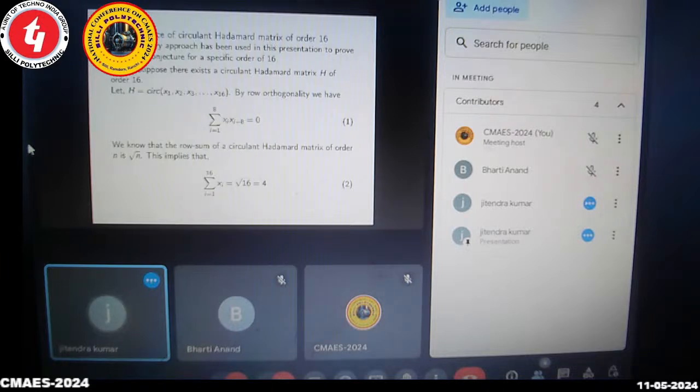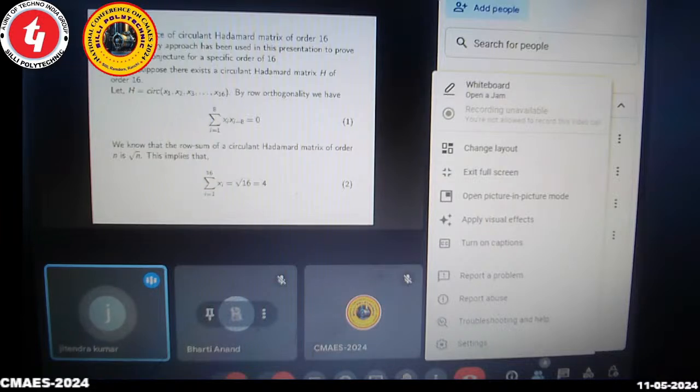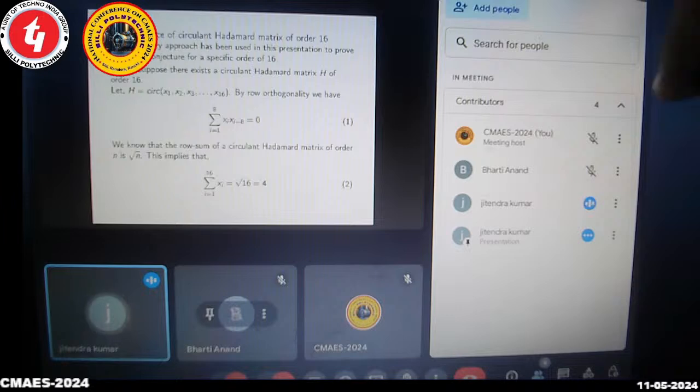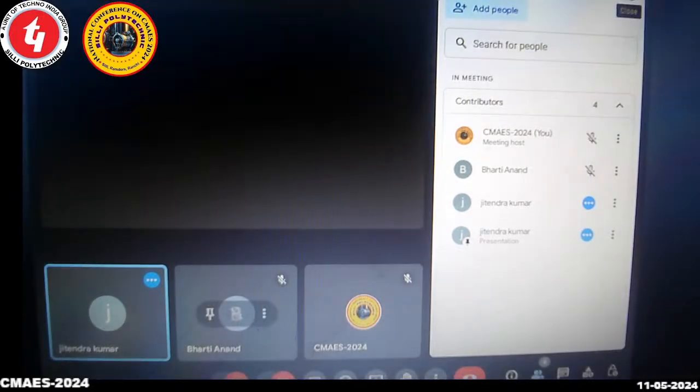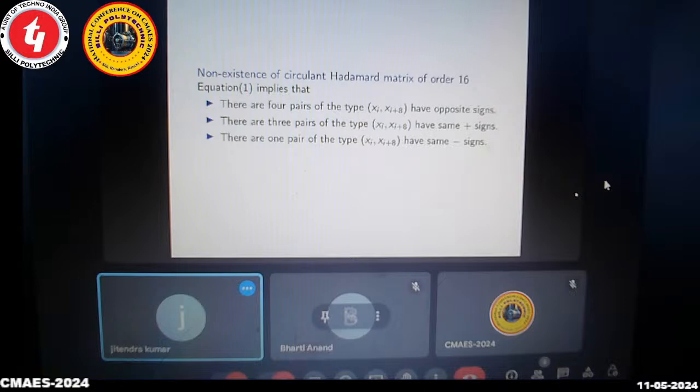We call it equation 1. And the property of circular Harmon matrix is that the sum of any row is equal to under root n. And here my n is 16, so under root 16 is equal to 4. So same equation. Equation 1 implies 3 points. There are 4 pairs of the type xi, xi plus 8 having opposite signs, and second, there are 3 pairs of the type xi, xi plus 8 having same positive sign. And third, there is one pair of the type xi, xi plus 8 having same negative sign.